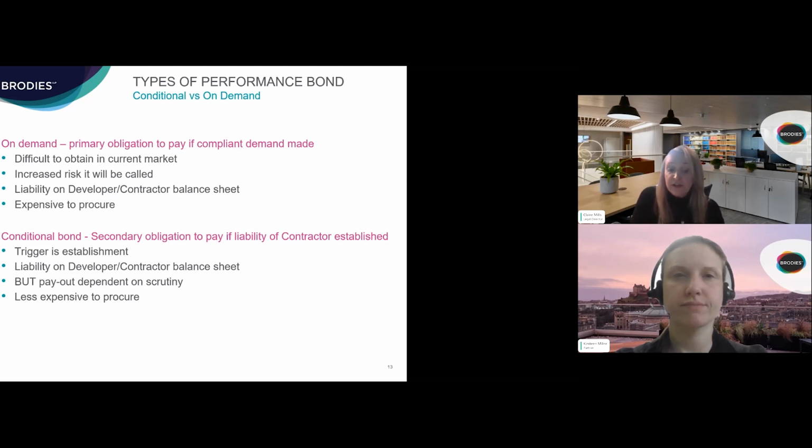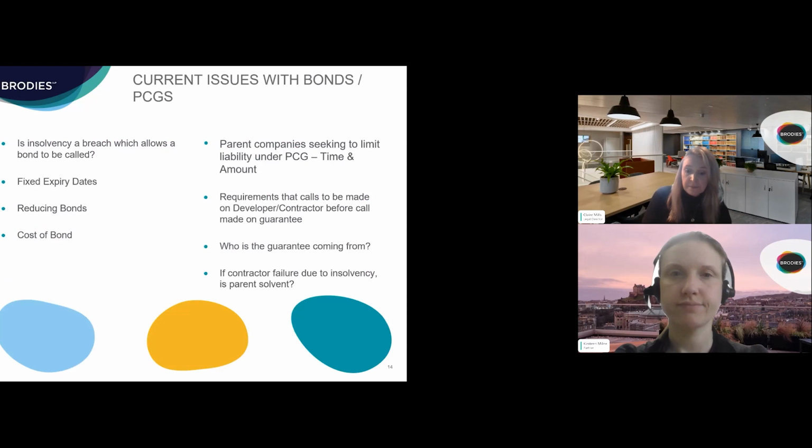However, the overriding benefit of a performance bond to an RSL is that it does have that monetary guarantee, and it's provided by a third-party surety whose financial covenant is not linked to the developer, and it's very much a sort of standalone institution. Next slide, please.